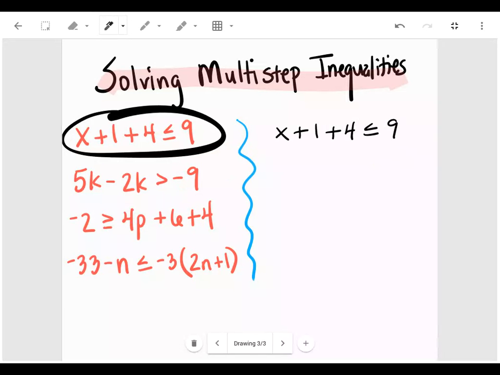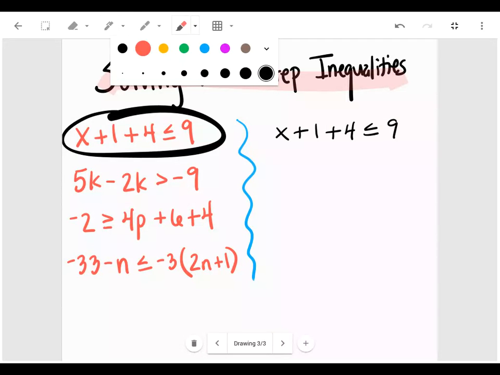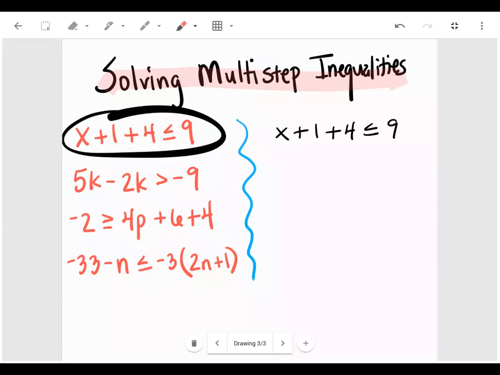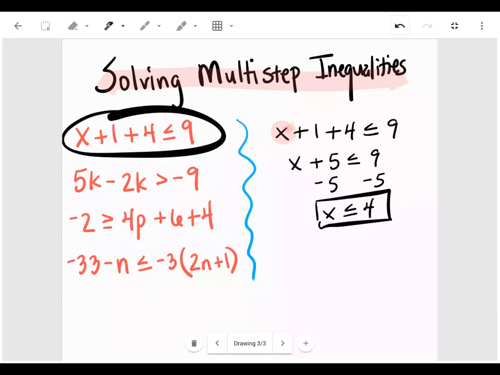Again, we're just solving these as if they're equations. And just keeping in mind, if we multiply or divide by a negative number, we have to flip the sign over to keep the inequality true. So the first thing I think about is, I want to get the x alone right there. So I want to get rid of the 1 and the 4. The first thing I might do is just combine those, the 1 and the 4, and we get x plus 5. And then this one becomes very, very simple. We simply subtract 5 from both sides, and we get x is less than or equal to 4. And there is our algebraic or symbolic solution set.